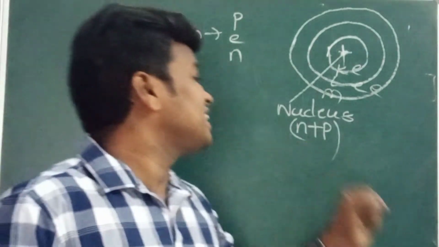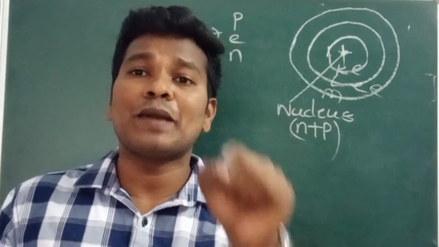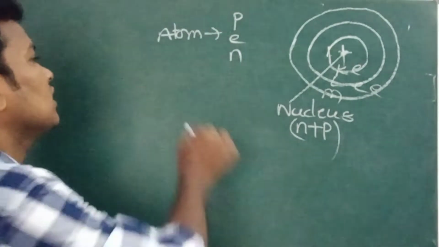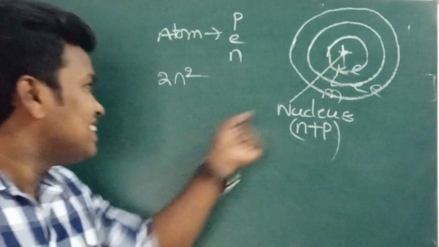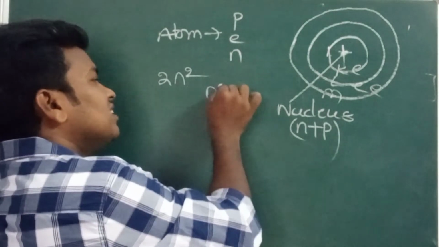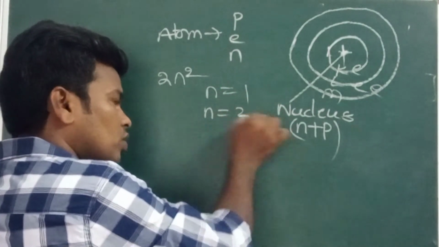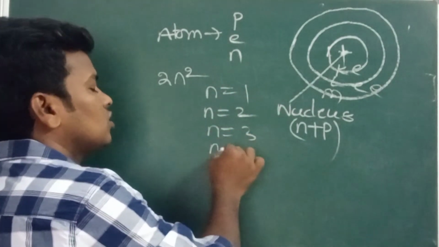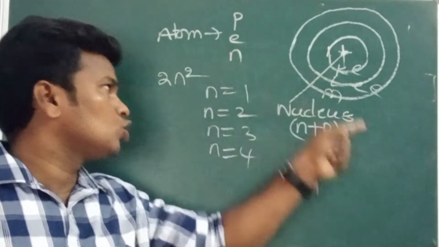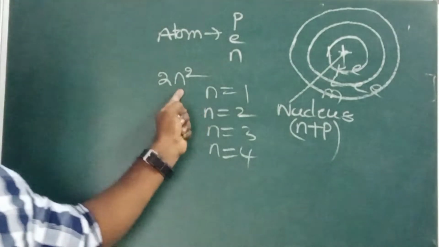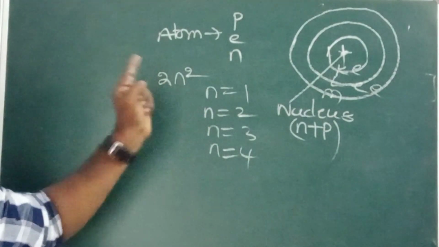If you want to find out the number of electrons present in a particular shell, you can use the formula 2n square. Here n is nothing but the shell number: n equals 1, n equals 2, n equals 3, n equals 4, like this. You use this formula to find the number of electrons present in the atoms.